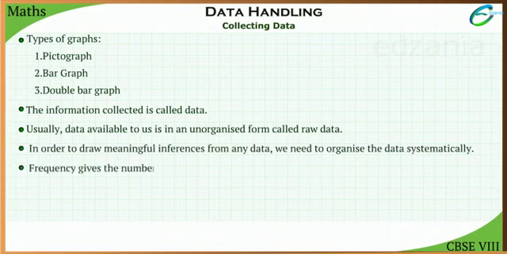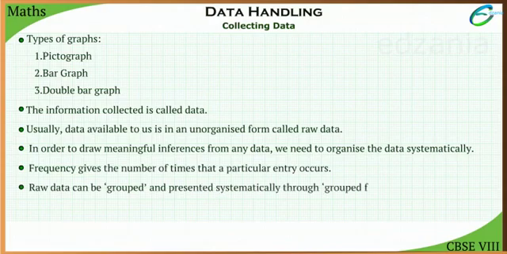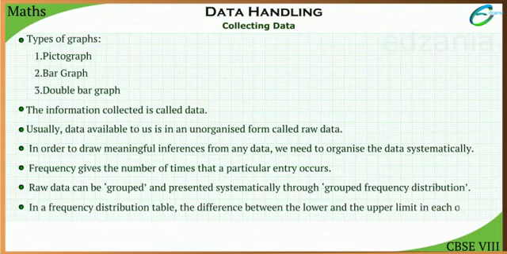Frequency gives us the number of times that a particular entry occurs. Raw data can be grouped and presented systematically through grouped frequency distribution. In a frequency distribution table, the difference between the lower and the upper limit in each of the intervals is called as width or size of the class interval.